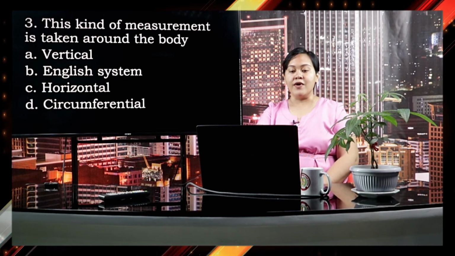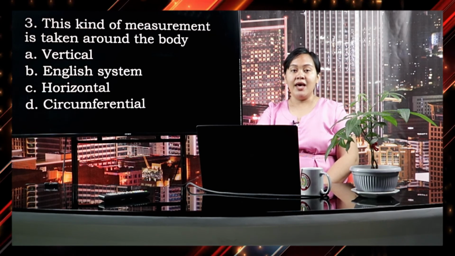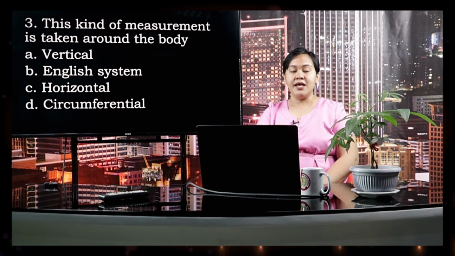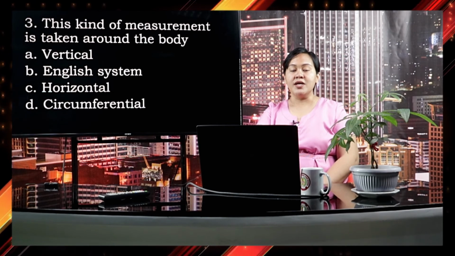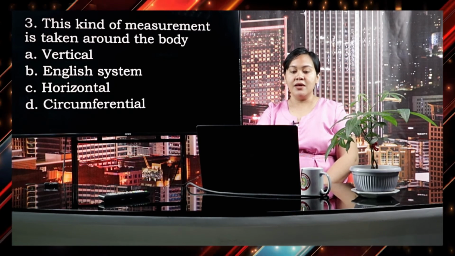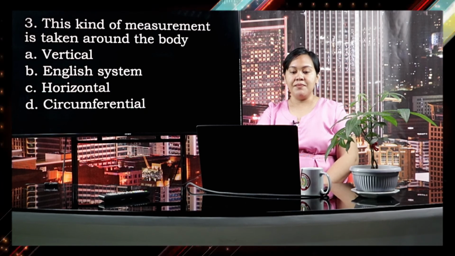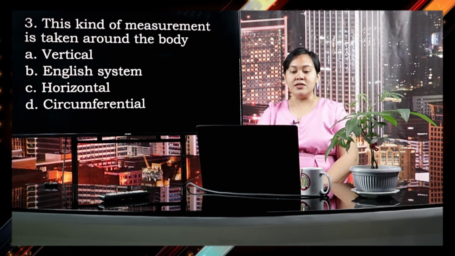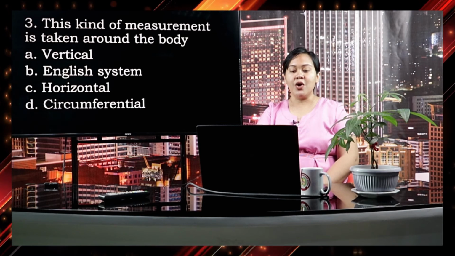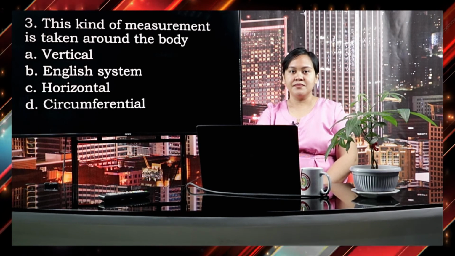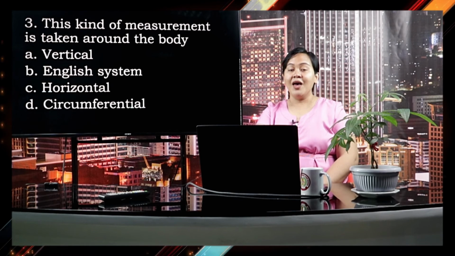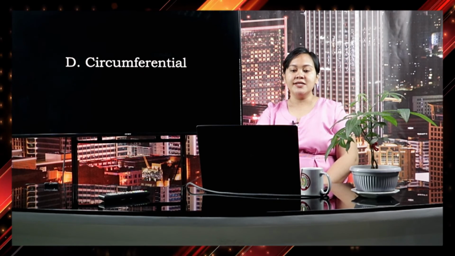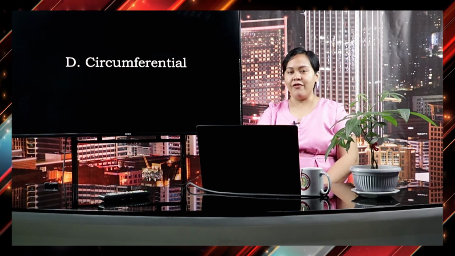Letter A. Vertical. B. English system. C. Horizontal. D. Circumferential. Again, choices are letter A. Vertical. B. English system. Letter C. Horizontal. Or letter D. Circumferential. Correct answer for number 3 is letter D. Circumferential.